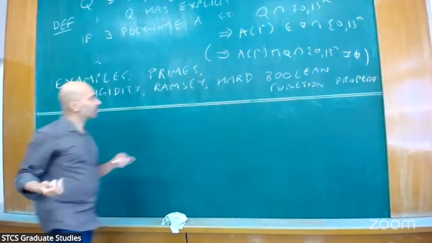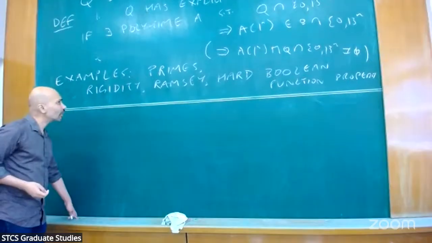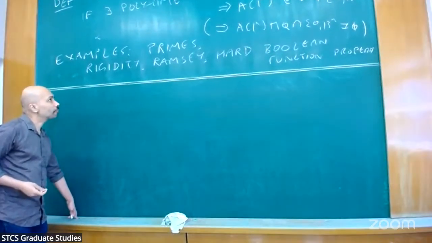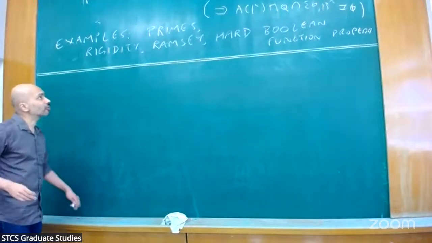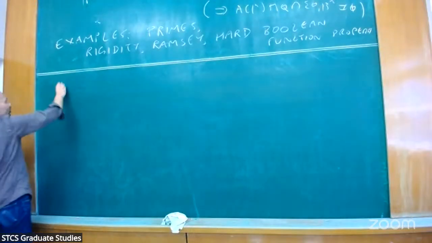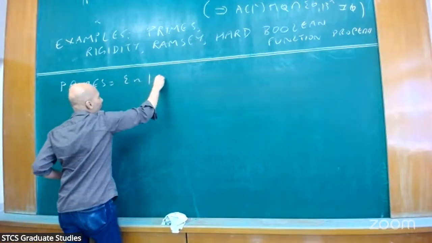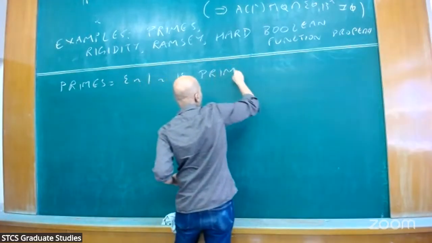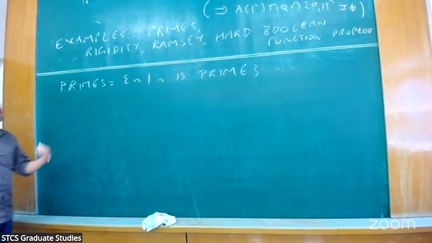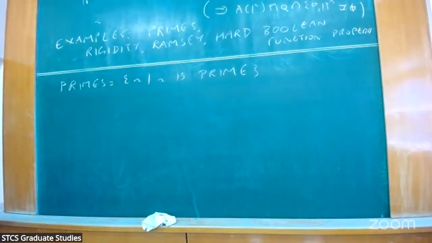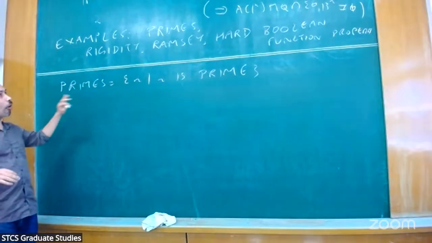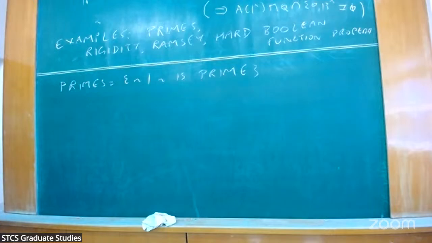So let me talk about each of these in turn. Interrupt me at any point if there are questions. Primes is of course very straightforward. Primes is just the set of n such that n is prime. The first approach we're going to try in terms of constructing objects explicitly is by pseudo-random generators. One way or another, pseudo-random generators will be involved in all of the things we say. But there's an obvious way in which they can be used, and that's what we'll explore first.